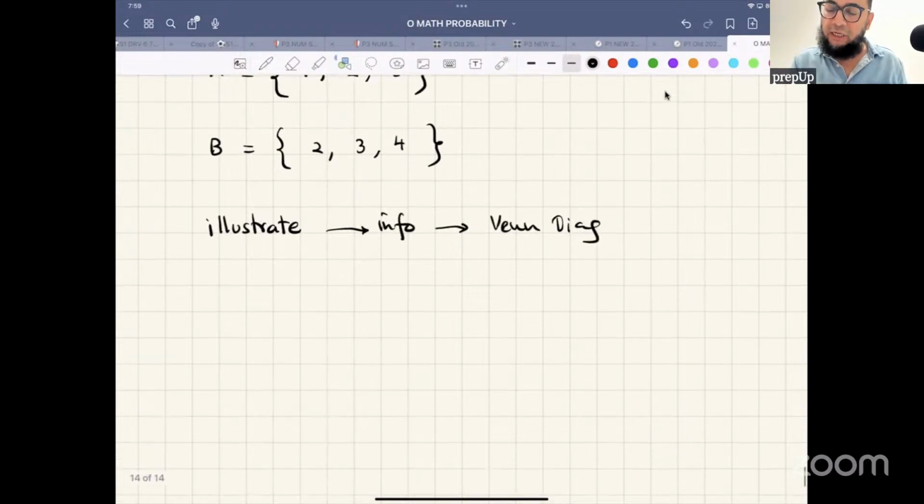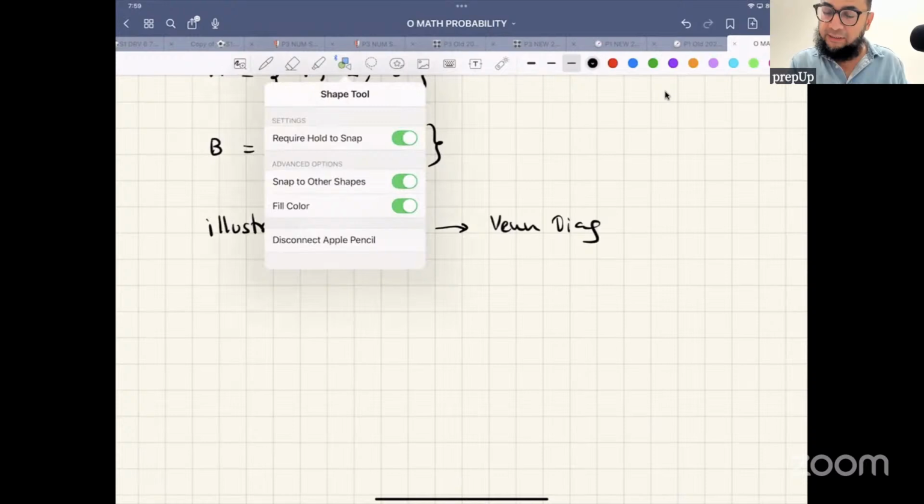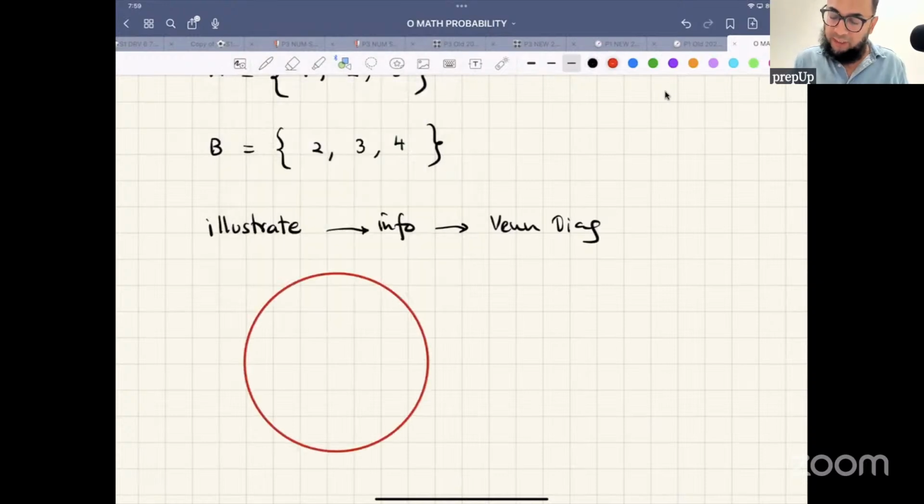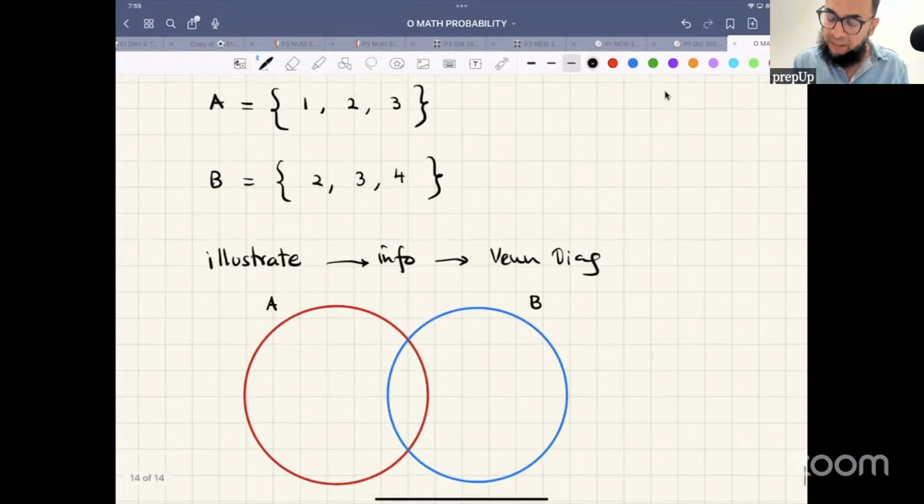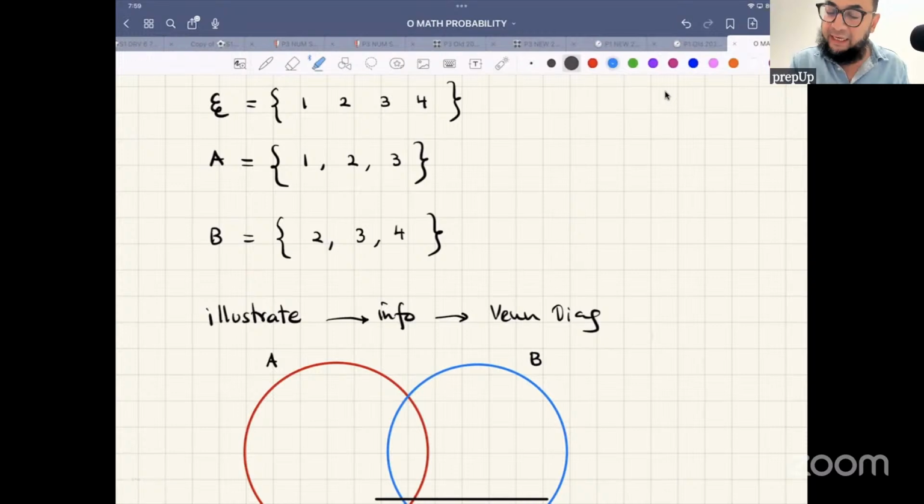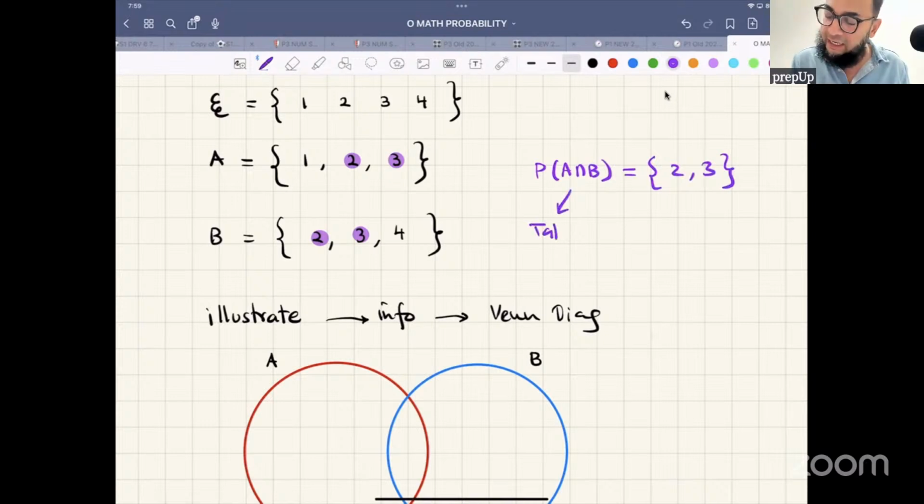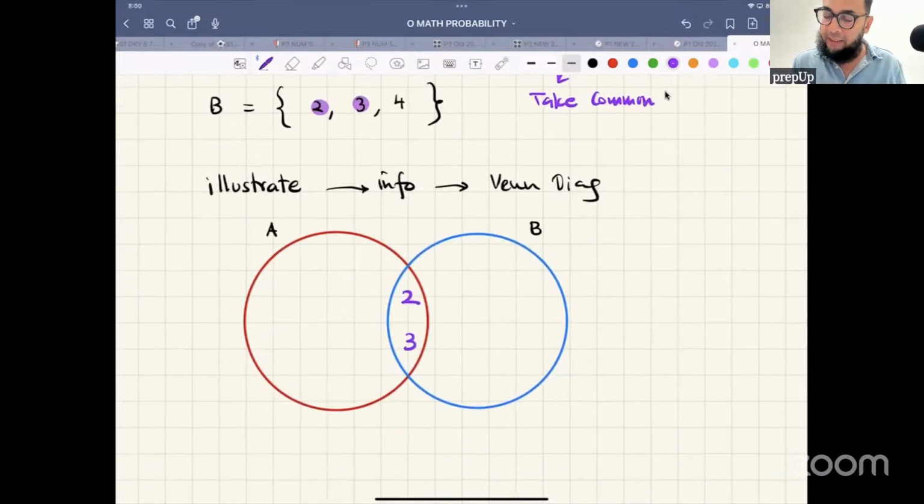So what I'll do is that I'll draw two circles. So that's the first circle and this is the second circle. So let me write over here A, let me write over here B. Is there anything in common? Yes, there is. This number over here, 2 and 3, that is common between the two. So if I write probability of A intersection B, that is 2 and 3. So intersection means take common. So 2 will go over here, 3 will go over here.